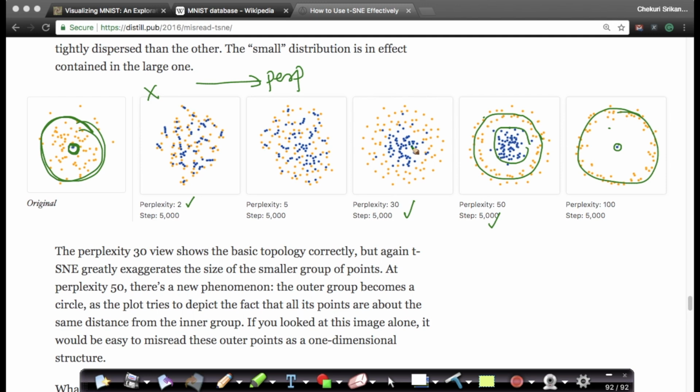By the time I have my perplexity at 30, I'm getting a sense of what's happening, that all my blue points are inside my orange points. But as I increase my perplexity, I get a sense of what's happening without exactly replicating this result. t-SNE never exactly replicates the result. Okay, so that's an important lesson there.